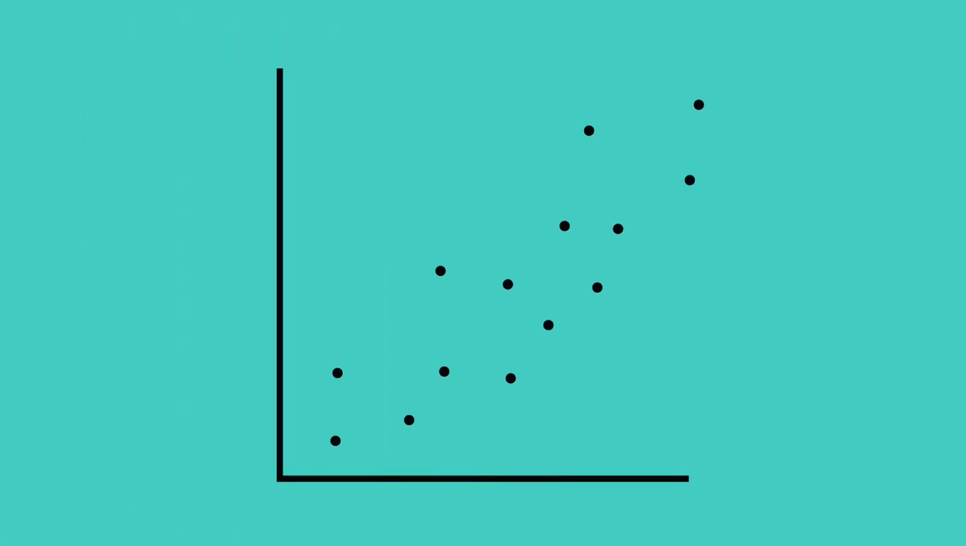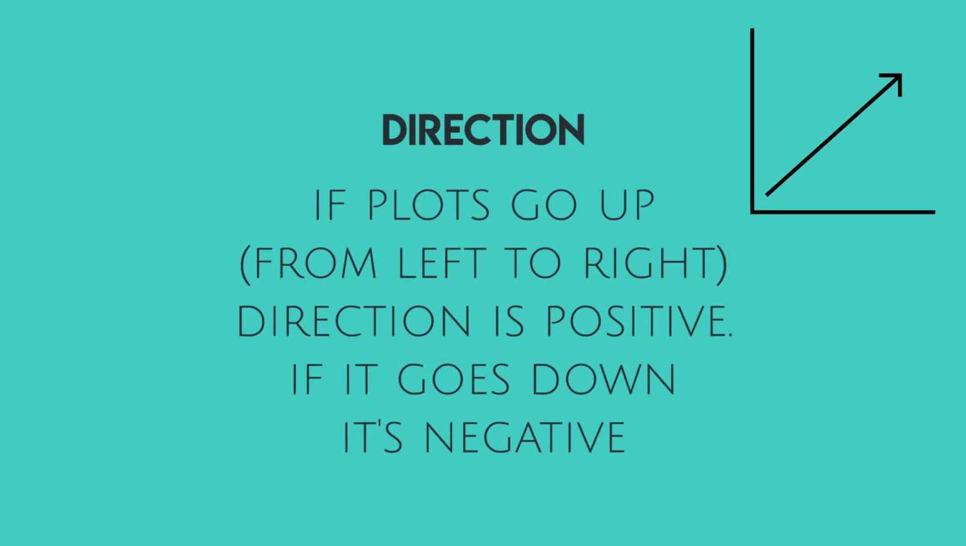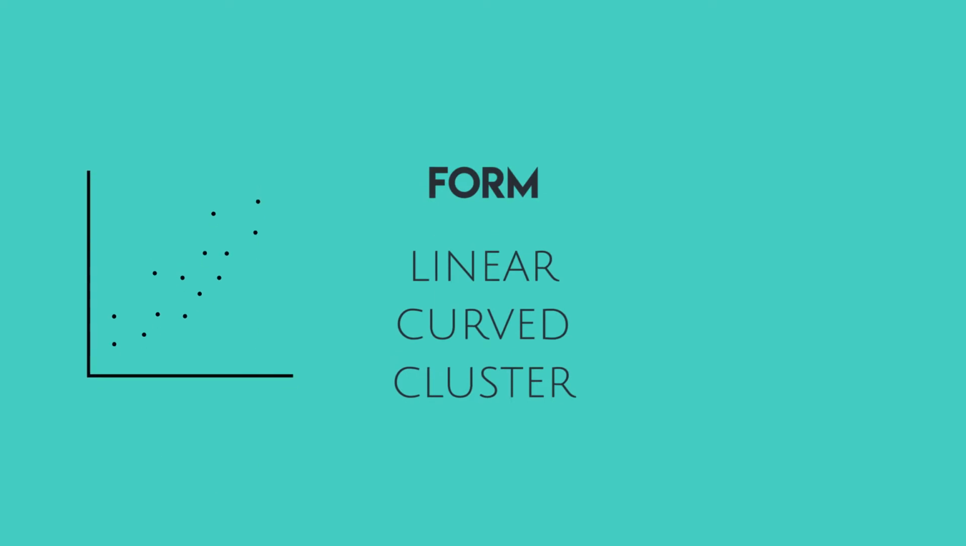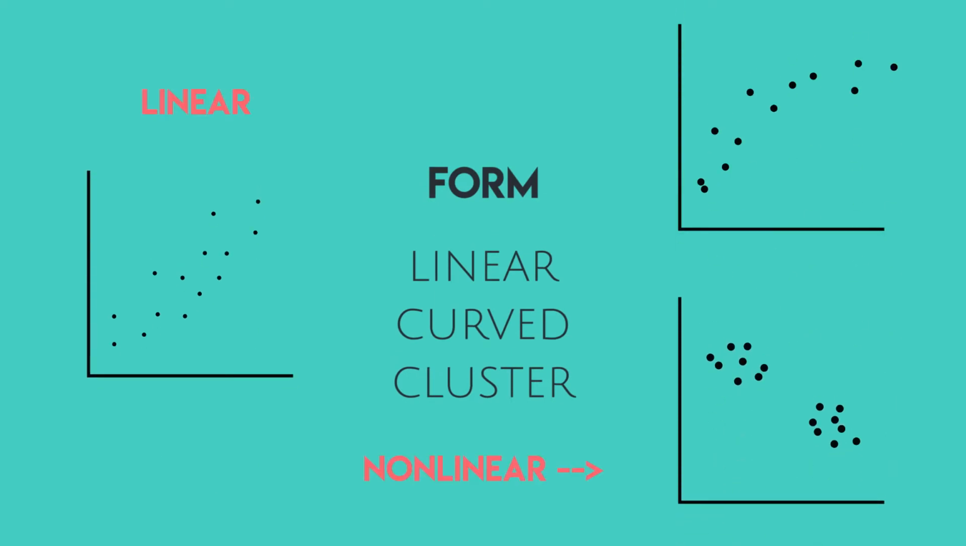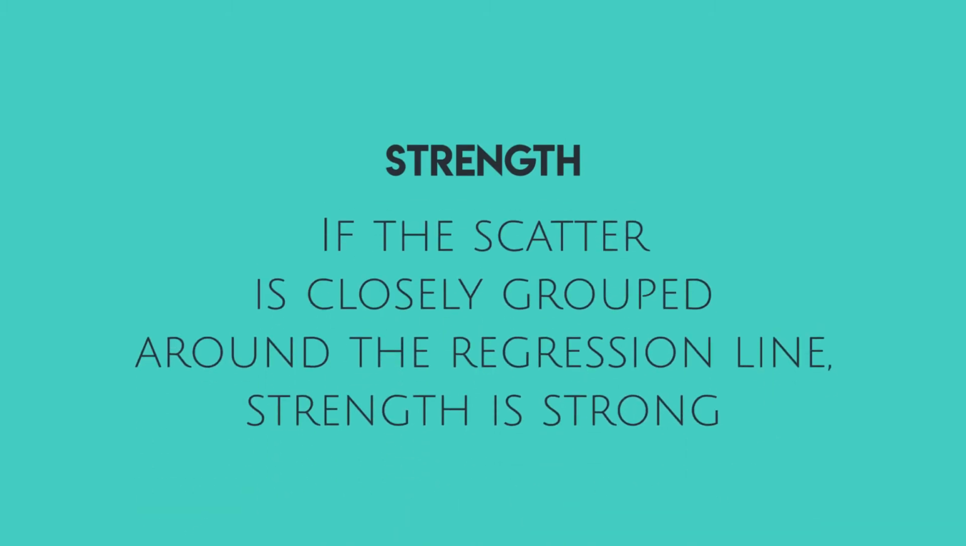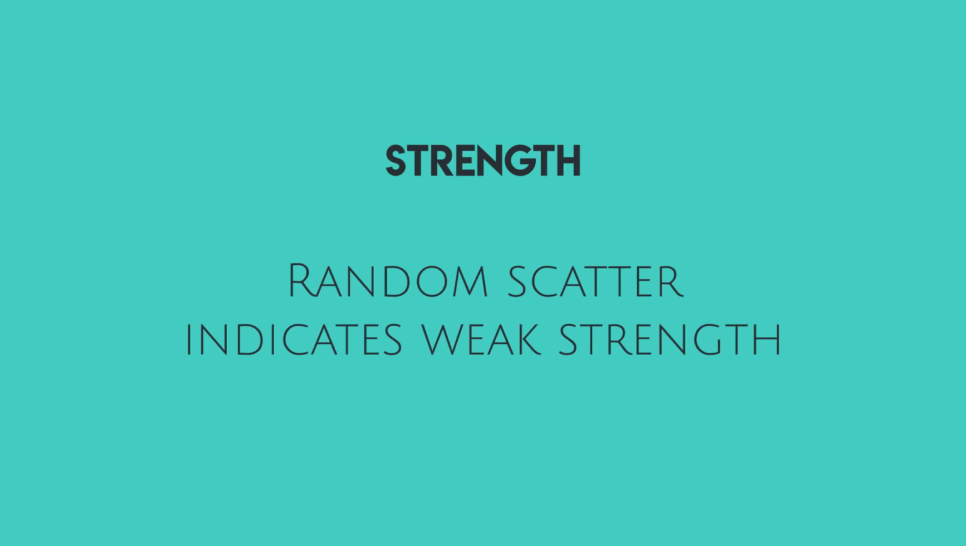When a problem asks you to describe a scatter plot, the 3 main things you want to mention are direction, form, and strength. Direction is, if plots go up from left to right, then it's positive. If it goes down, then it's negative. Form. Linear form is a straight line pattern, but curved and cluster relationships are other forms to watch out for. Strength. If the scatter is closely grouped around the regression line, strength is strong. Random scatter indicates weak strength.